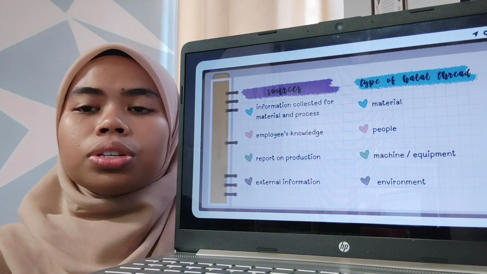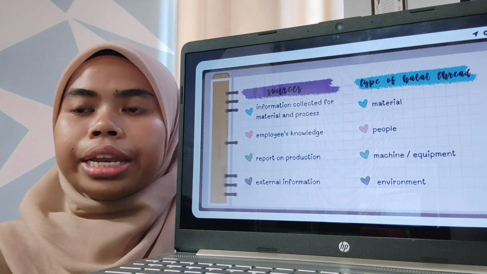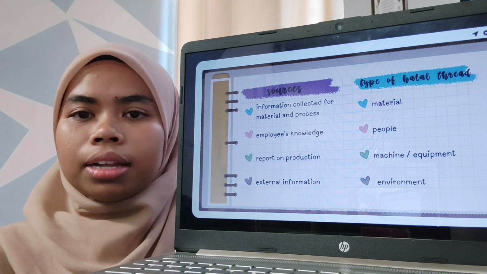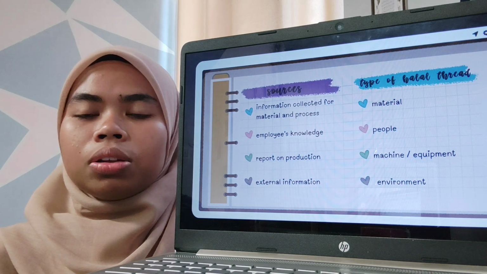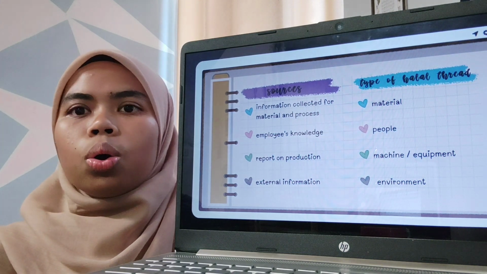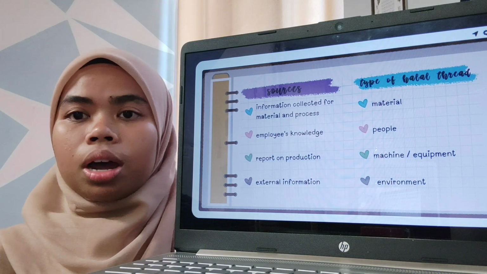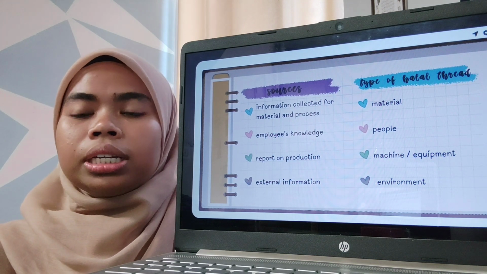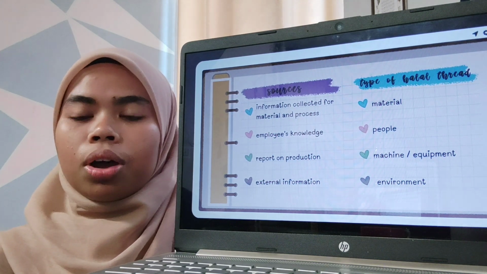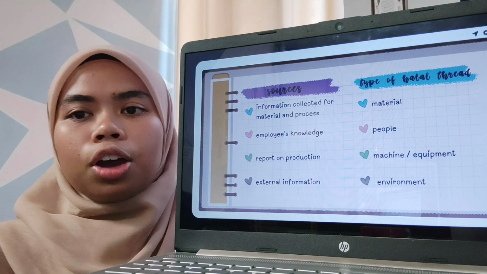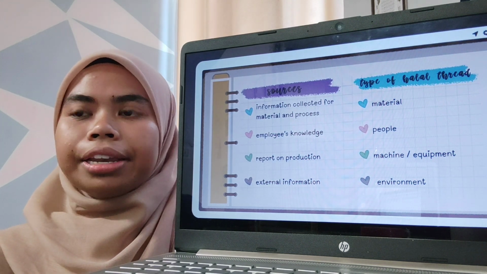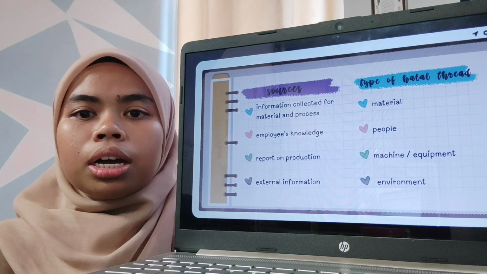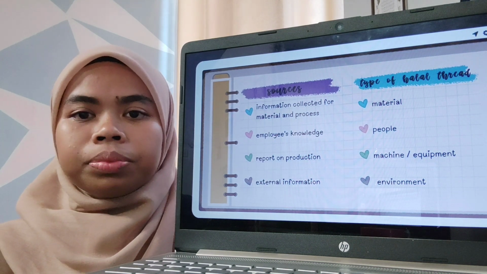So there are 4 resources that we can get. First, the information collected for material and process, such as process flow and others. Second, employee knowledge. We can ask the seniors or the top management on how the process likely works. And third, a report on production. If there is an NCR, we can study from that. And lastly, external information from journals. And there are 4 types of halal threat, which are material, people, machine or equipment, and environment.